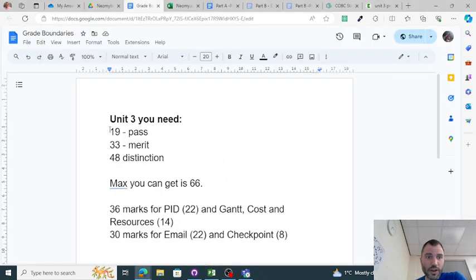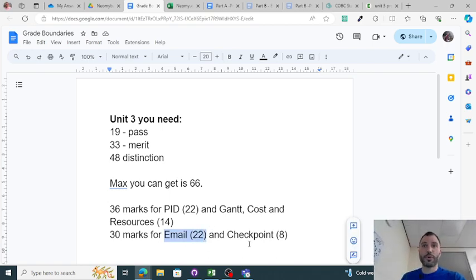Let's look at the grade boundaries. So, Unit 3, Project Management, what do you need to pass? You need 19 points, 33 for merit, and above 48 you get a distinction. The max you can get is 66. 36 marks go for the PID and Gantt chart. The PID has 22 marks, and the Gantt chart and costing resources have 14. And then in the second part, 30 marks for the email and checkpoint: 22 for the email, so it's heavily weighted for the email, and 8 for the checkpoint.